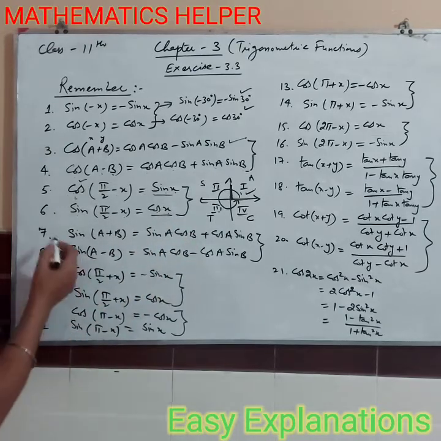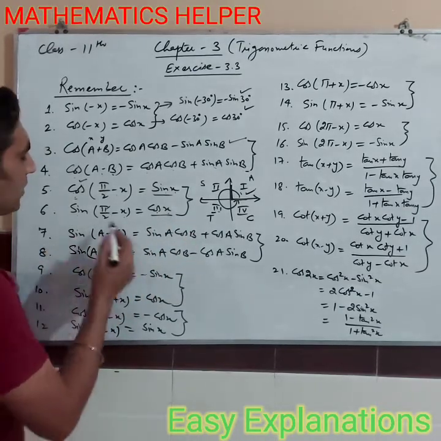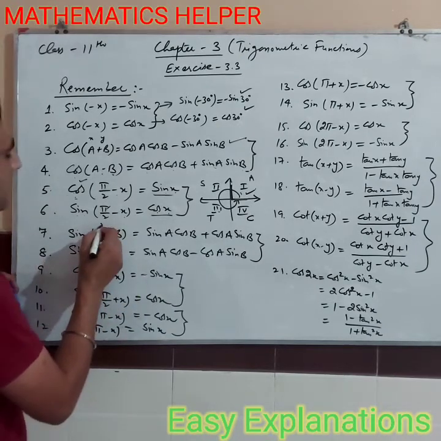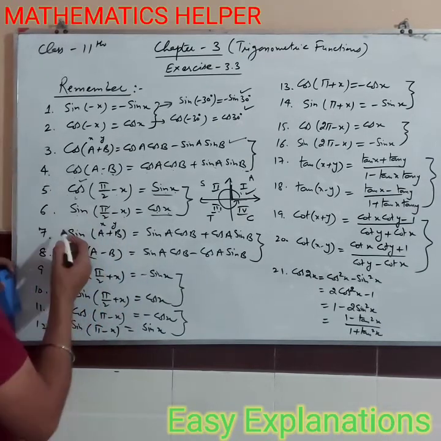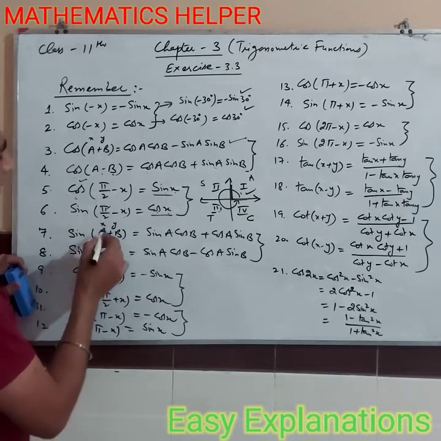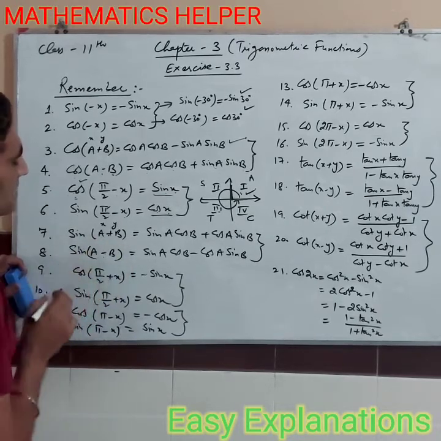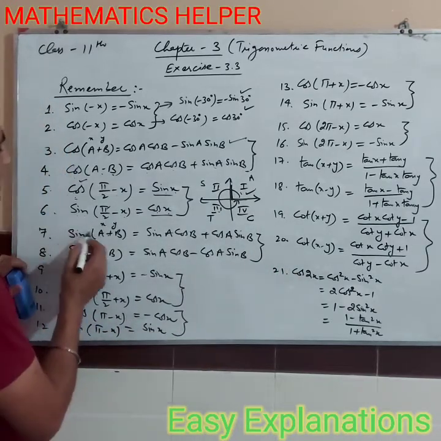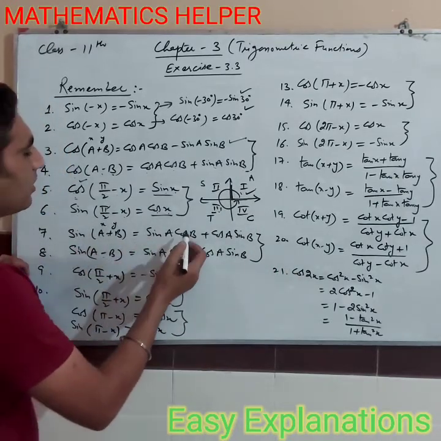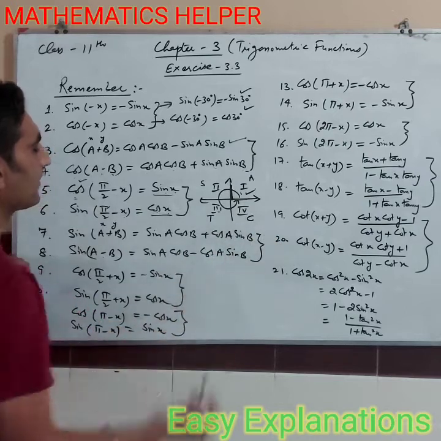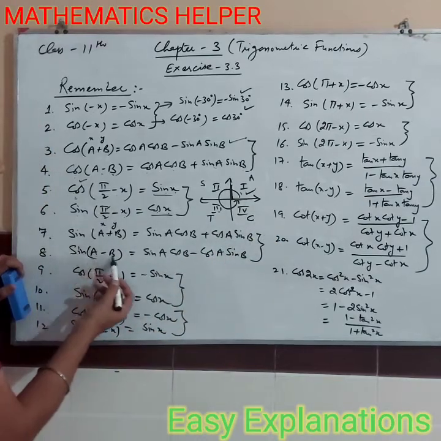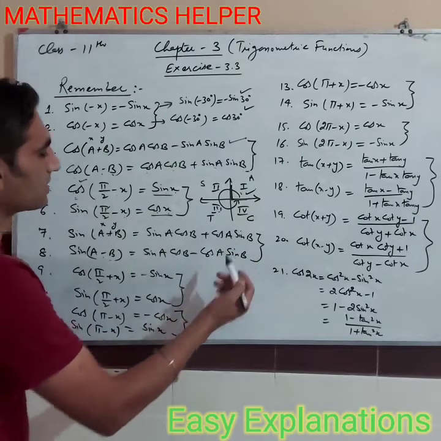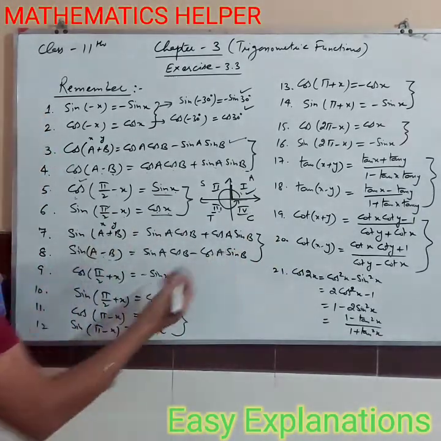Now next one. Now we have AB formulas for sine. Sine A plus B. Here you will see x and y in your NCERT book. It is very simple. Whatever sign is given between these two angles, the same will remain on the right side of the formula. So sin A plus B is sin A cos B plus cos A sin B. And if there is a negative sign in between, sin A minus B is sin A cos B minus cos A sin B. So they are the formulas.